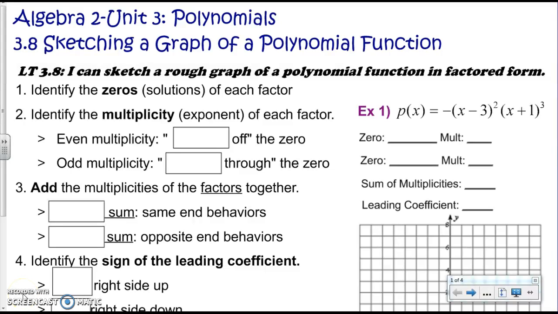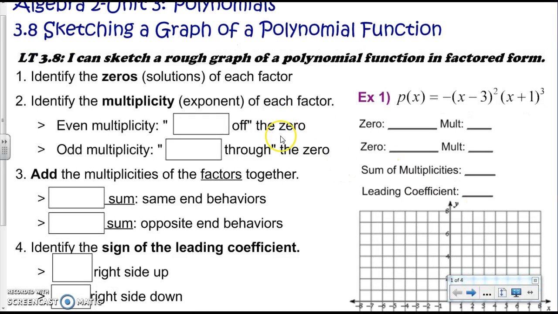Today we're going to talk about how to sketch a rough graph of a polynomial function. And we're going to use some of the key features that we've been talking about the last couple days. Keep in mind this is a rough graph, so I'm looking mostly at your intercepts and how your end behavior is working out.